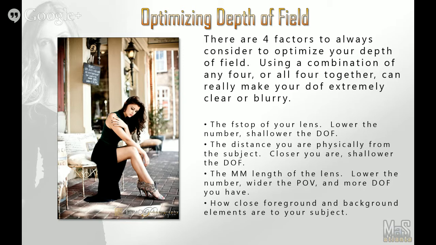And so you can also change the millimeter length of your lens, or you can change your aperture. The only problem with aperture, guys, is that as soon as you change your aperture, you affect your exposure. All the other three, you can adjust without adjusting your exposure. And so it's one of those quick things where if you want shallower depth of field, just get in close.